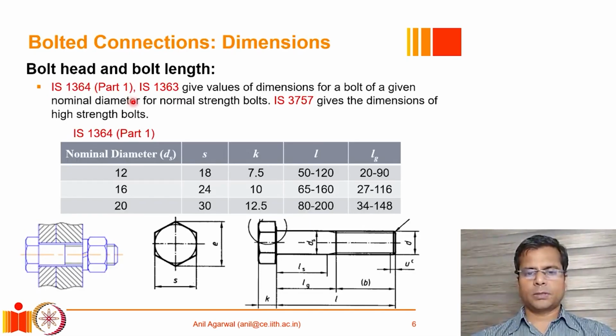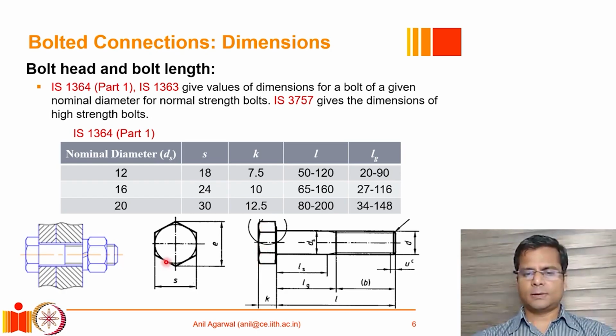The other dimensions of a bolt primarily consist of the length of the bolt and the length of the threaded portion of the bolt. For example, in this diagram, this is the length of the bolt L, the length of the threaded portion is given by LS here, and LG is the portion that is unthreaded. In addition, the bolt head dimensions are also relevant because they control how close the bolts can come together and how much space you need for tightening.